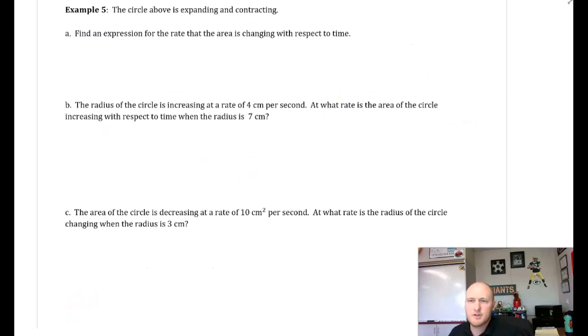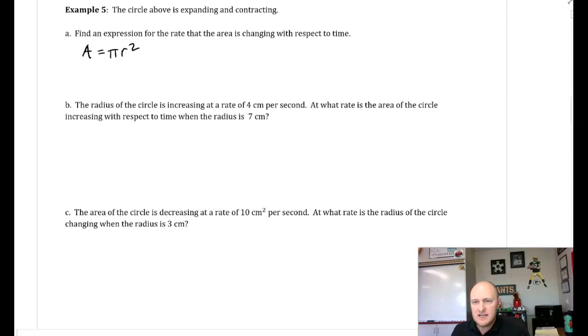All right, so the circle above is expanding and contracting. They say in A, find an expression for the rate that the area is changing with respect to time. Well, you need to know what the formula for area is. So I have area is equal to pi r squared.